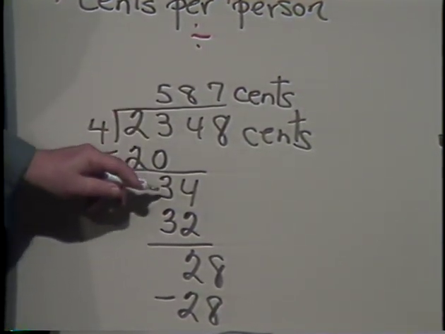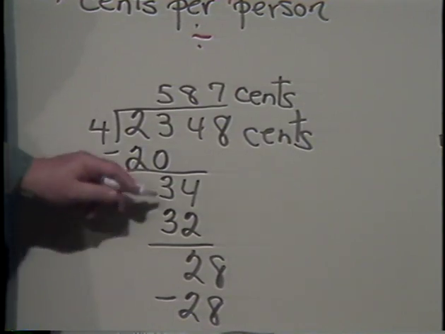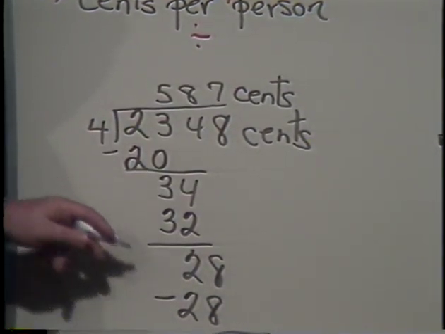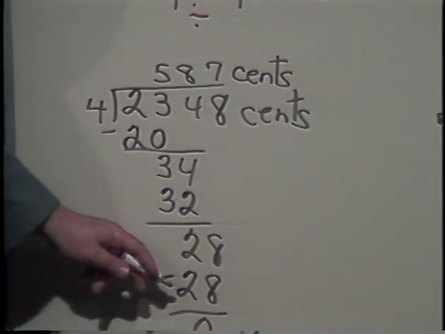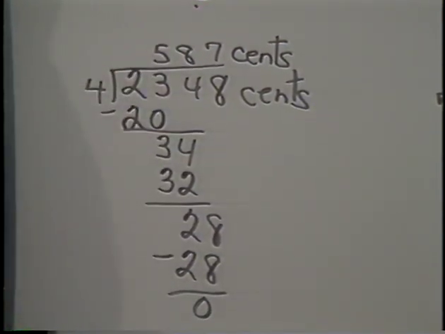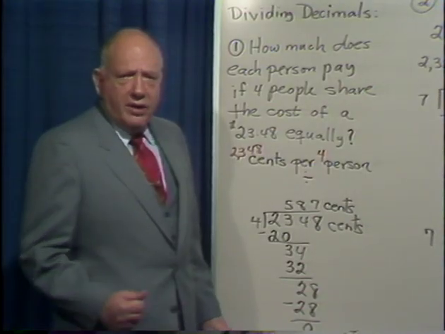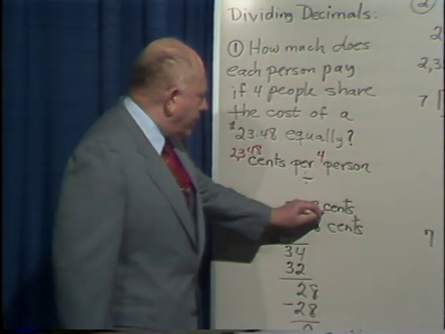We subtract 20 from 23, we get 34. 4 goes into 34 8 times with a remainder of 2. We bring down the 8. 4 goes into 28 7 times with no remainder. So the answer is $5.87. Okay, and now if we want to, what can we do?